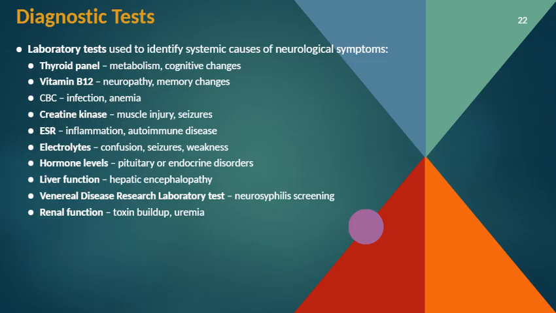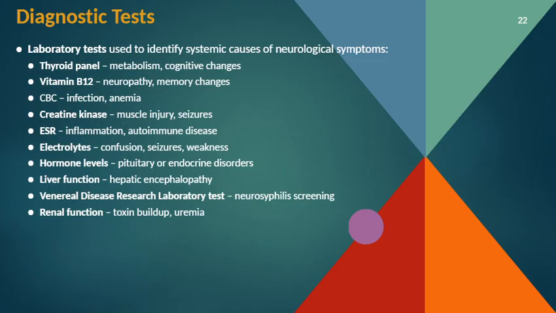In neurology, it may be used when muscle weakness, rhabdomyolysis, or neuromuscular disorders such as muscular dystrophy are suspected. Elevated CK can also occur with seizures. The erythrocyte sedimentation rate, or ESR, is a marker of inflammation. A high ESR may indicate inflammatory or autoimmune neurological conditions such as vasculitis, temporal arteritis, or certain neuropathies.